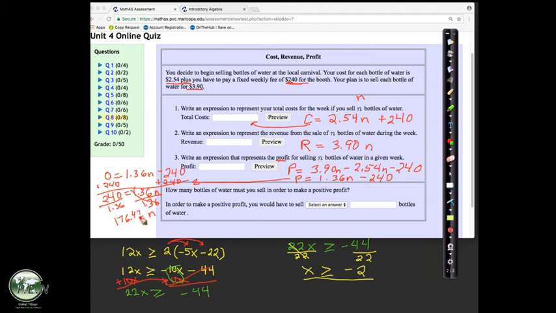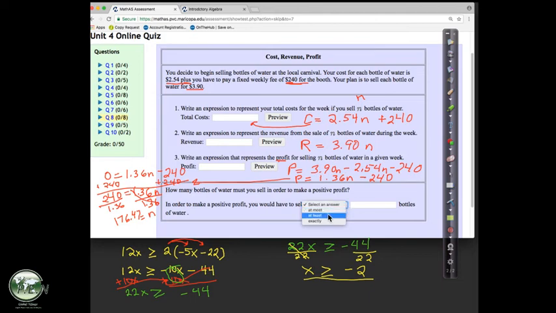176.47. Okay. Can we sell 176.47 bottles of water? No, we can sell 176 or 177. Once we sell 177, we're making a profit, right? In order to make a positive profit, you would have to sell, and again, this is where it's good to come over here and drop down the list.